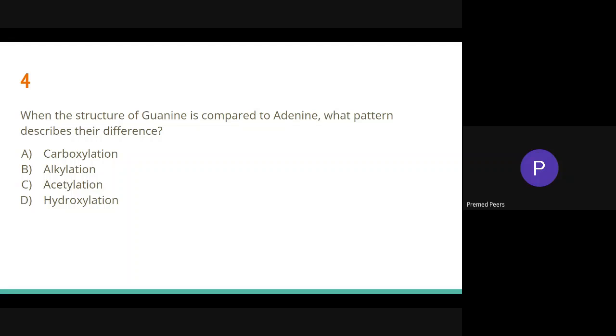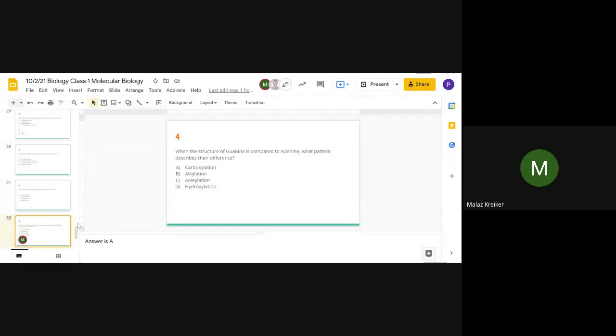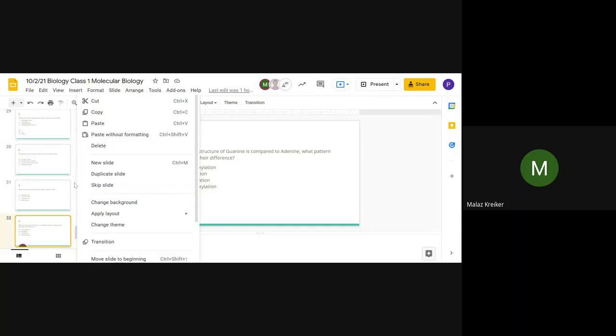I have that same rule. When in doubt. Actually, the answer for this one is A. Can you go back to the slide that shows the bases? Yes. When in doubt, go with A. Yeah, you can do that if you want.